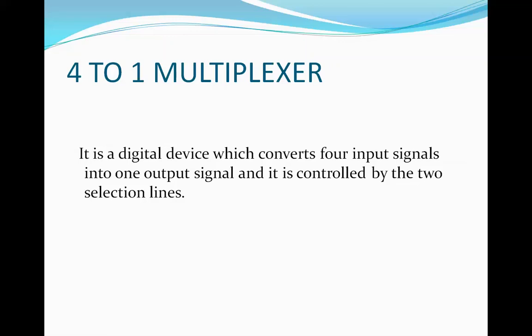As I have shown you already the block diagram of the 4x1 multiplexer, it is a digital device which converts 4 input signals into 1 output signal, and it is controlled by 2 selection lines. I have already discussed that selection lines are decided by the formula 2 raised to the power n, where n represents the selection lines and 2 raised to the power n represents the total number of input lines to the multiplexer.